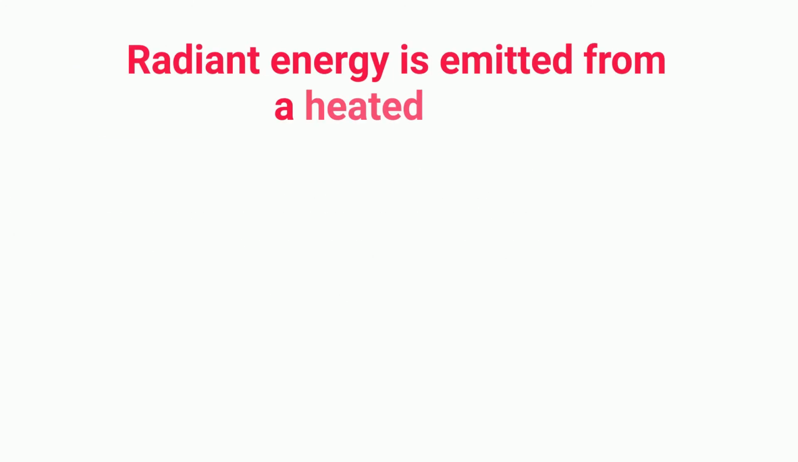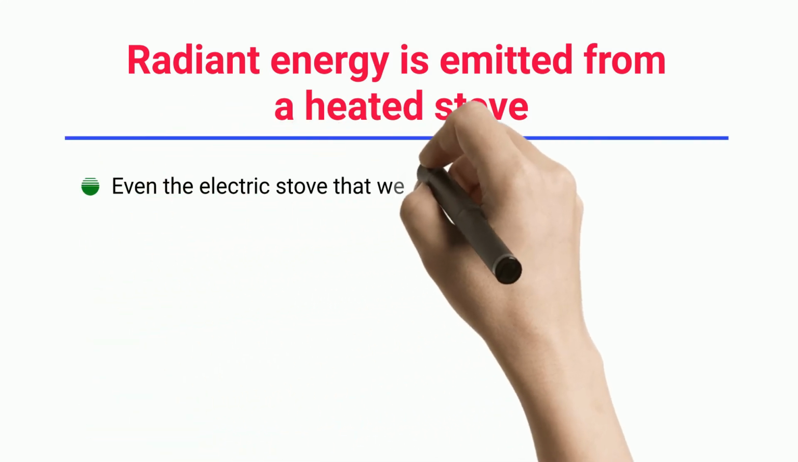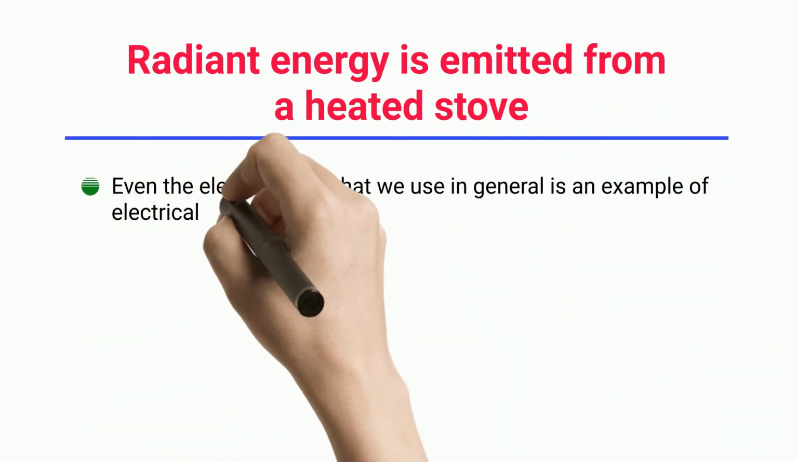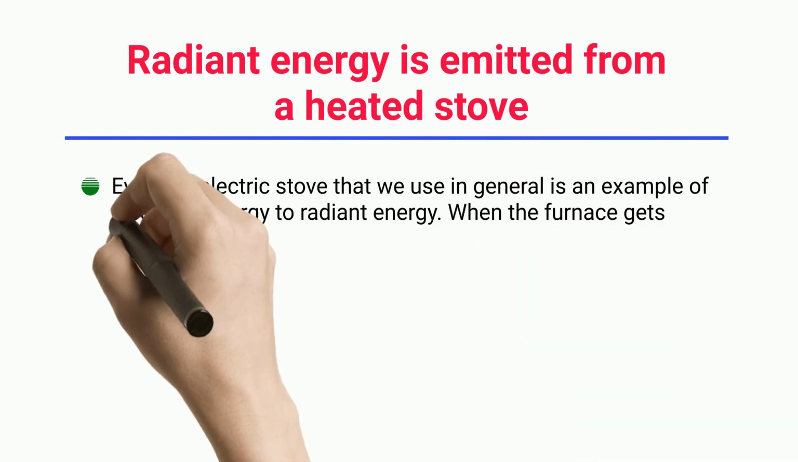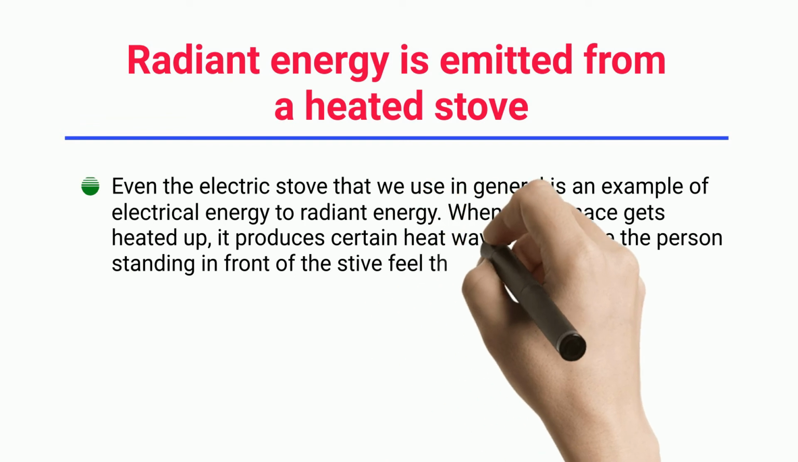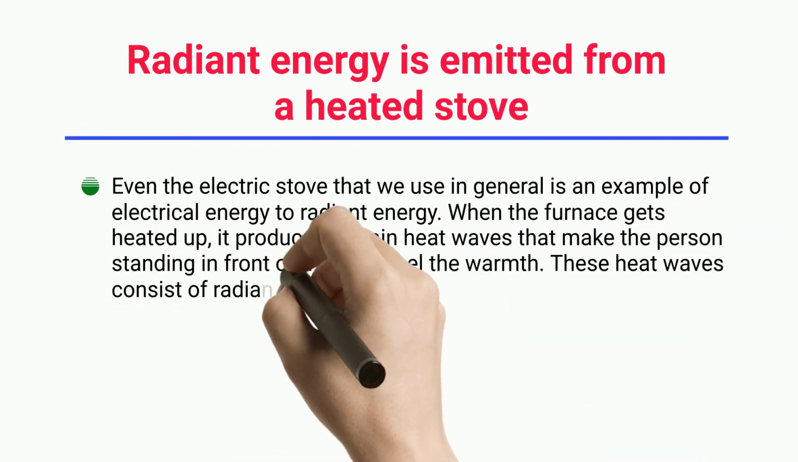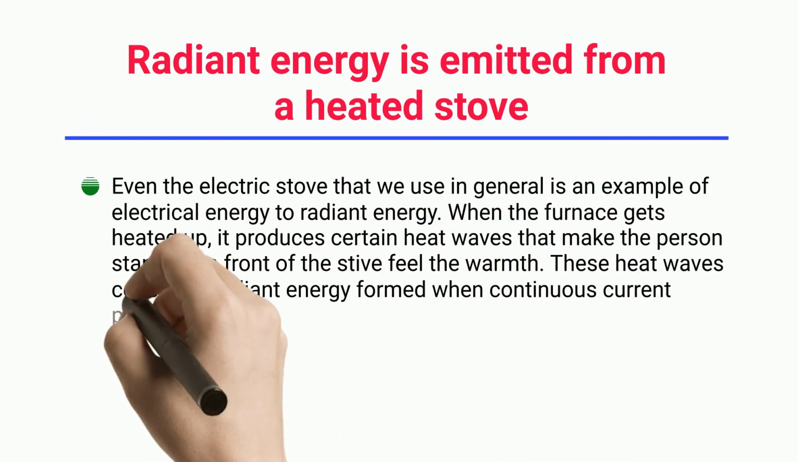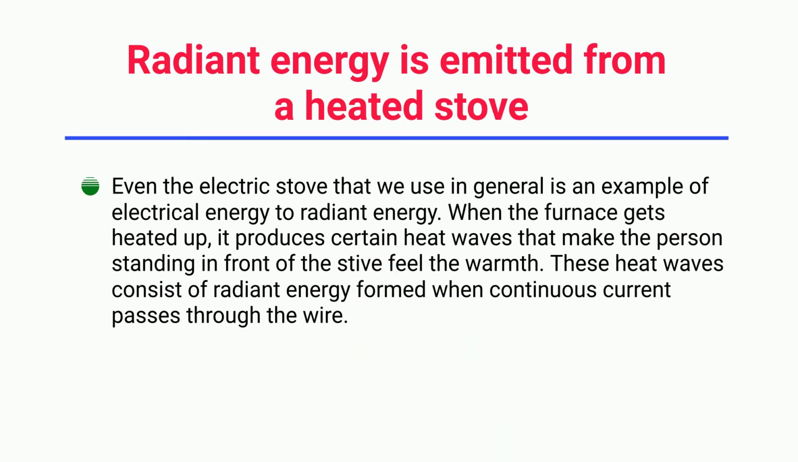Radiant energy is emitted from a heated stove. Even the electric stove that we use in general is an example of electrical energy to radiant energy. When the furnace gets heated up, it produces certain heat waves that make the person standing in front of the stove feel the warmth. These heat waves consist of radiant energy formed when continuous current passes through the wire.